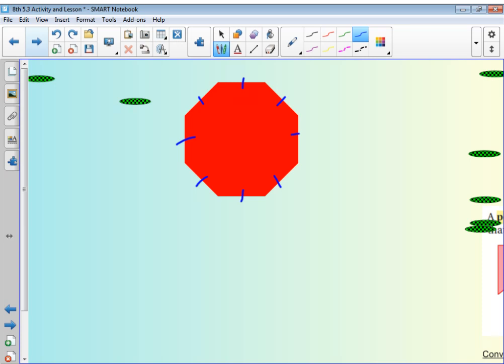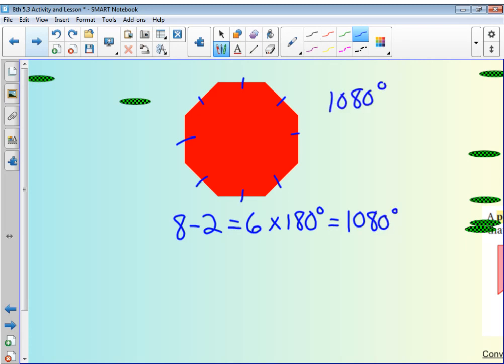So our formula is to take our number of sides, 8 minus 2, which is going to give us 6. And then we're going to take that times 180, because that means there's 6 triangles that make that up. So let's see, 6 times 180. When we do that, we get 1,080 degrees. So it's a 1,080 degree figure.